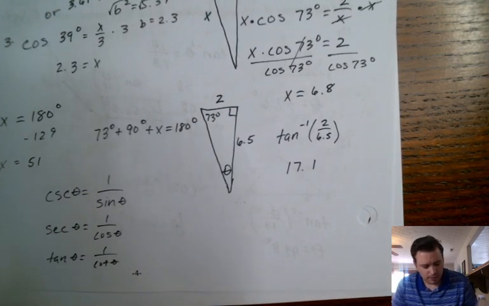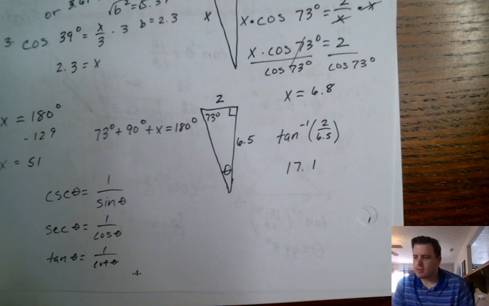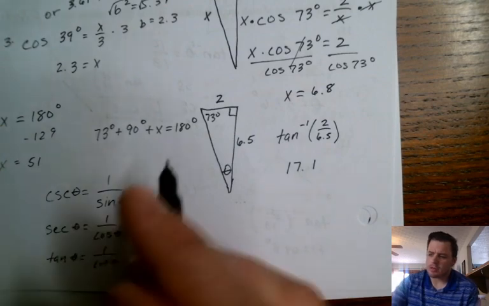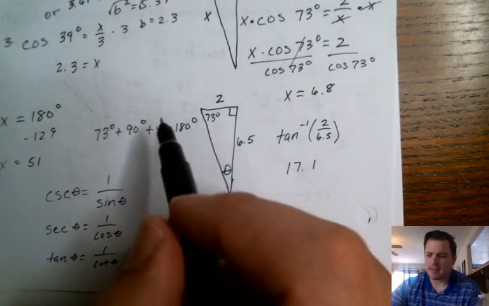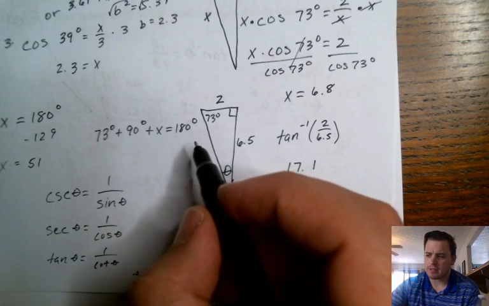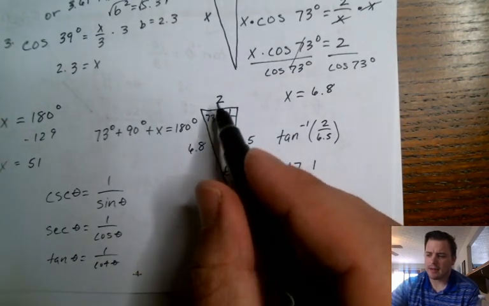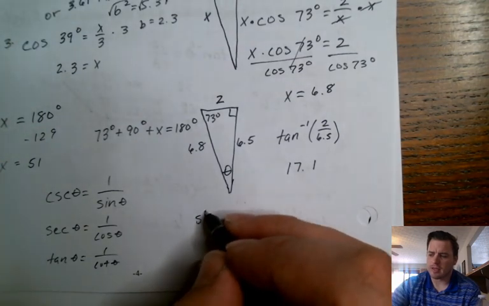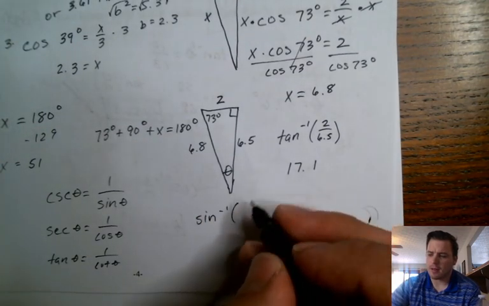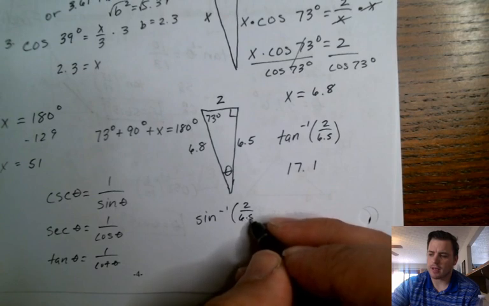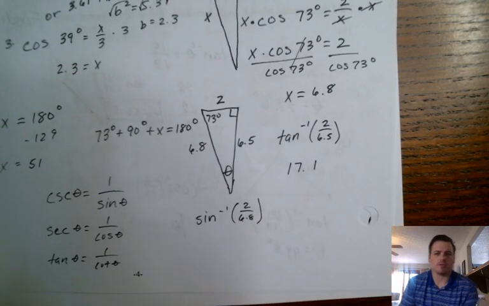And Dom, who I hadn't seen all day, said, when we're finding the last angle, can we do the inverse of sine? Yes, you can. So Dom, going back to this, we knew that this side right here was 6.8. So you could use sine, opposite over hypotenuse. You could say the inverse of sine of 2 over 6.8. And that's going to be 17.1 as well.